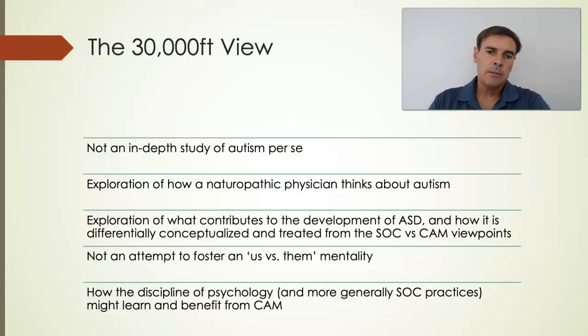So just to take the really zoomed out view, the 30,000 foot view, I guess you could say, it's not specifically an in-depth study of autism. It does deal with it a lot in the literature review, but it's not specifically the focus of the study. It's more understanding how a naturopath approaches autism, because they come from a very different model than the conventional medical model. So I'll be talking about that. It's an exploration of what contributes to the development of autism and how it is differentially conceptualized and treated in these two different camps of medical practice.